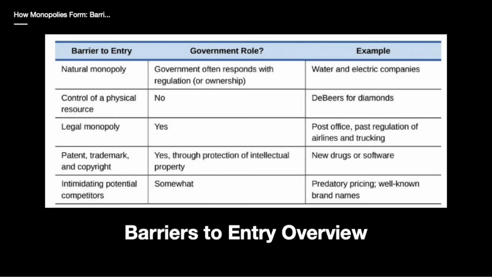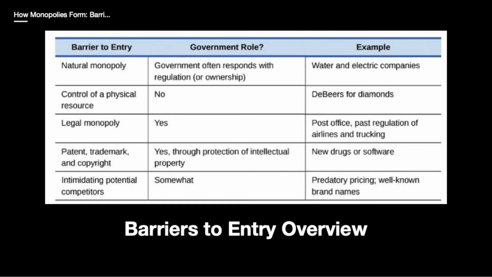As we can see here, there are several types of barriers to entry and the government's role. In a quick example, from left to right, up to down, the natural monopoly is the barrier to entry. The government often responds with regulations or ownership, for example, water and electric companies. Next, we have control over a physical resource, which is a barrier to entry. There's no government role, and De Beers is an example for the diamond industry.